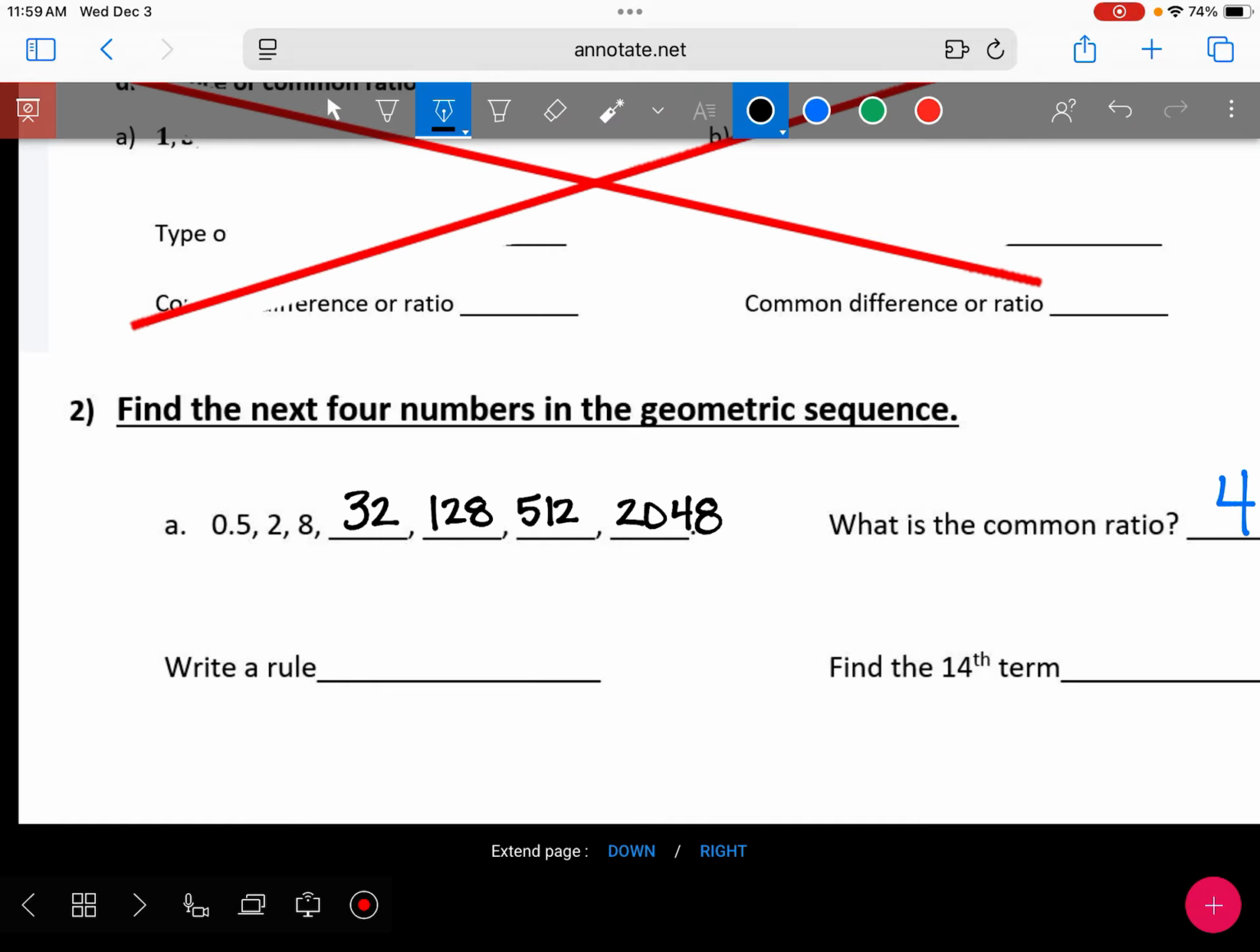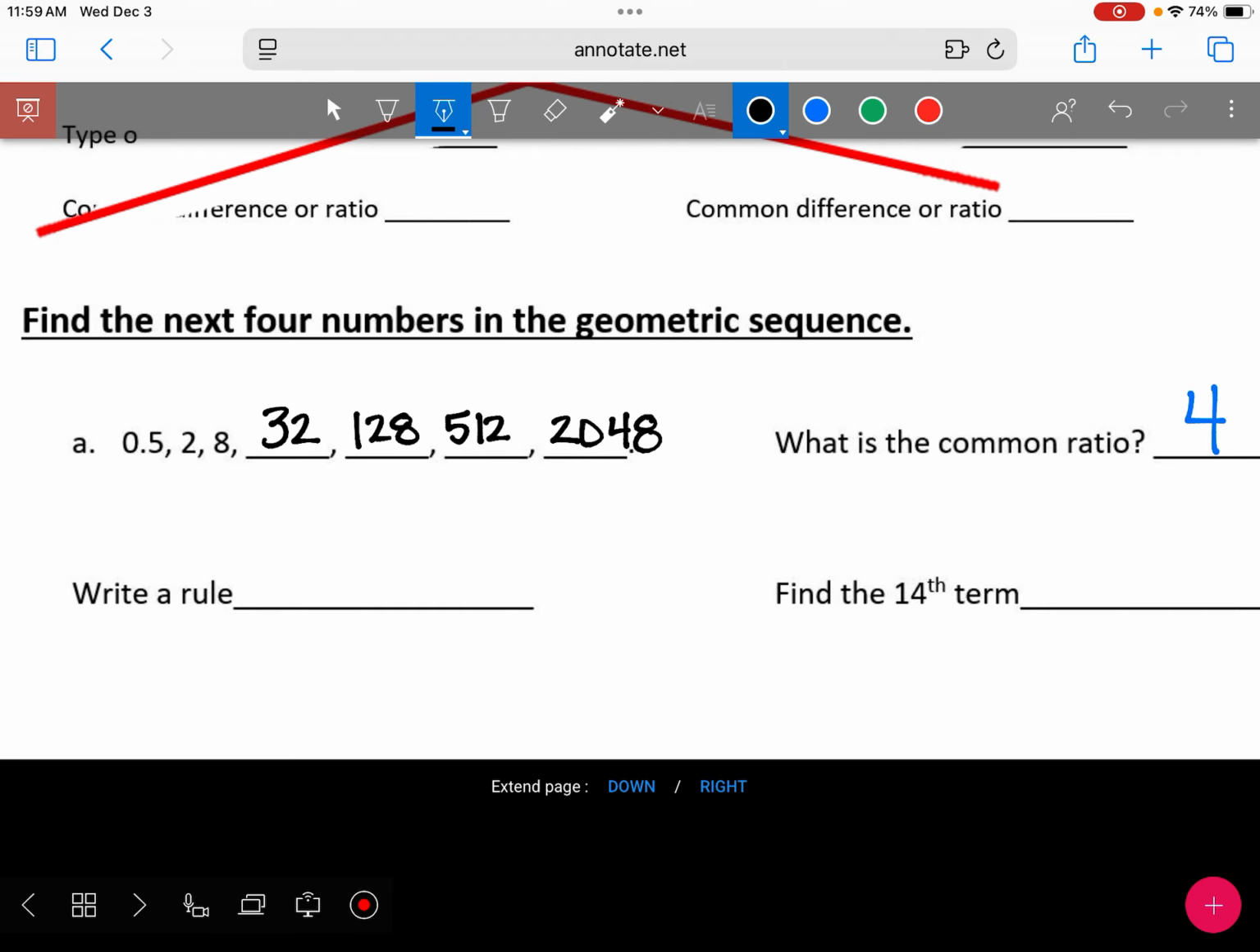So let's write our rule. In order to write a geometric rule, T sub n equals the first number. And in this example, the first number is 0.5. And then I personally always put my common ratio in parentheses. Now, that's not required. You don't have to. You could just put the little multiplication sign in between, but I like to put it in parentheses.